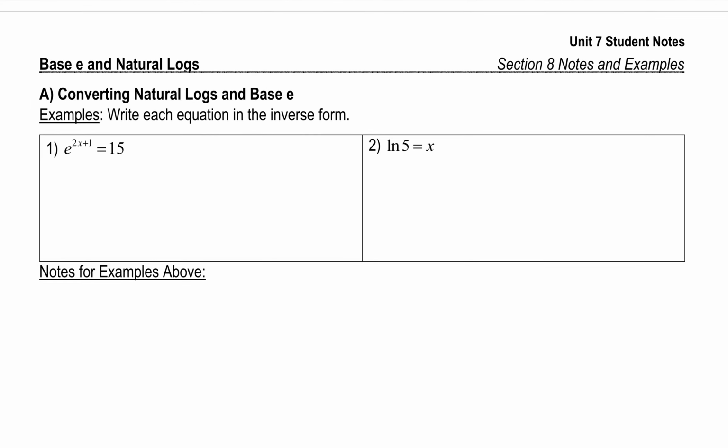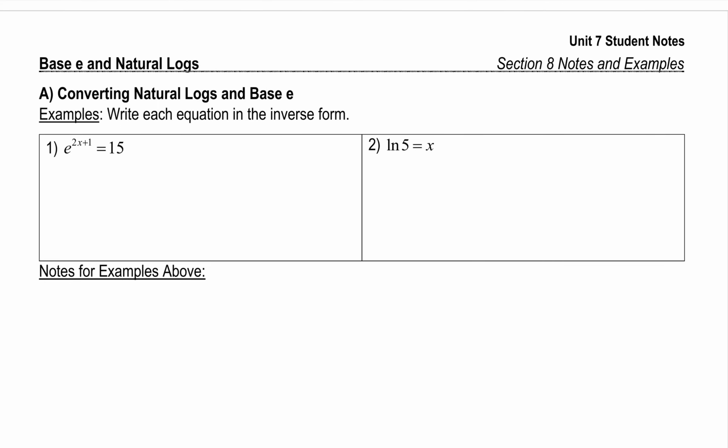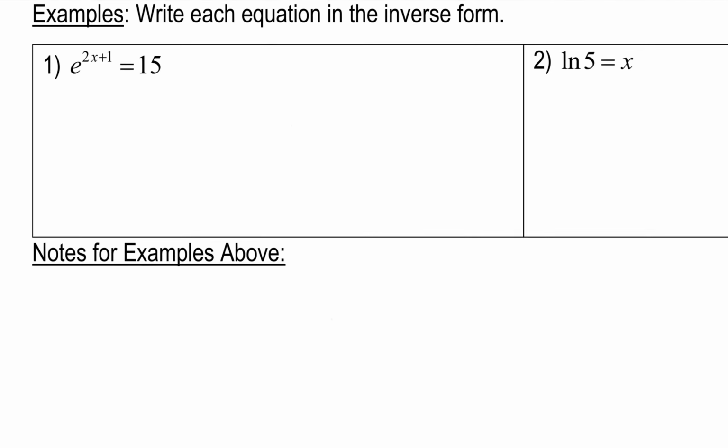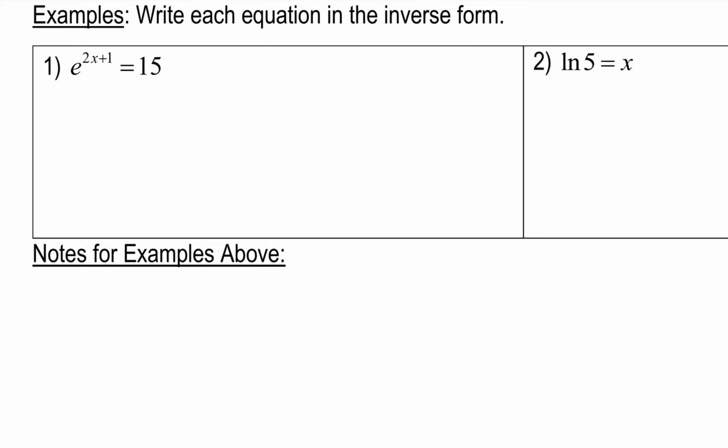So E is a number. It's an irrational number, meaning it never ends. It's just like pi. If you want to know, 2.72 is the rounded version. Like pi is 3.14, E is 2.72. So if you need to know that, you can. I'm never going to use it because I want to leave my answers in exact form. So anytime I write an E, I'm going to leave E alone.